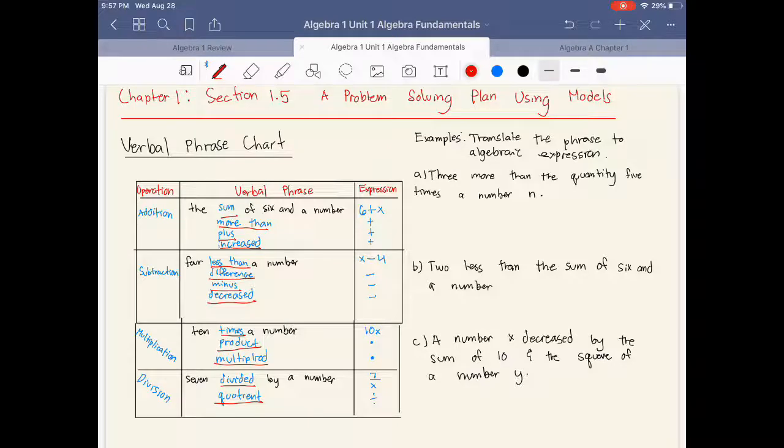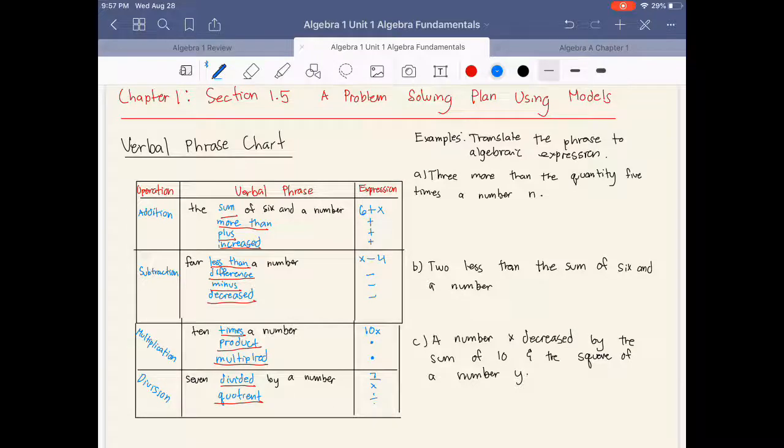Translate the phrase to an algebraic expression. In other words, translate it to number form. A: 3 more than the quantity 5 times a number n. Now we're going to translate this to number form. So how would you start this off? What verbal phrase do you see in this problem? It says more than, so that means you're going to add. That's what the operation is going to be.